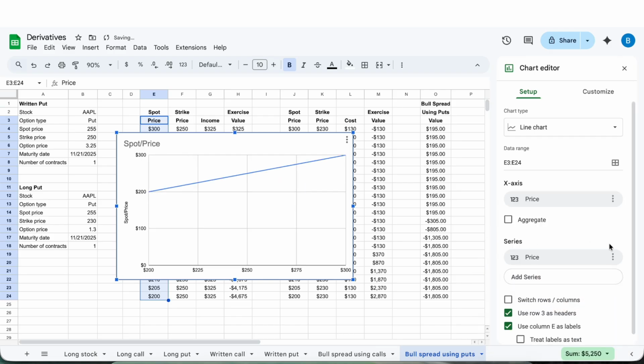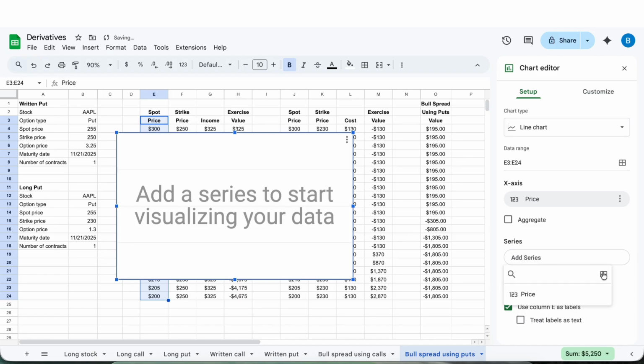Notice that this strategy has a limited profit and limited loss. It, however, limits the risk of writing a put option.